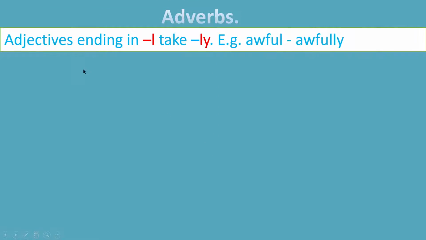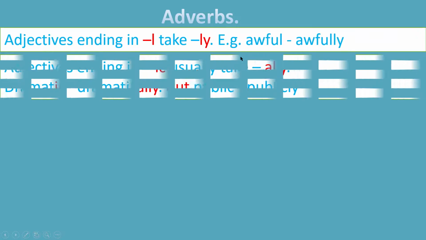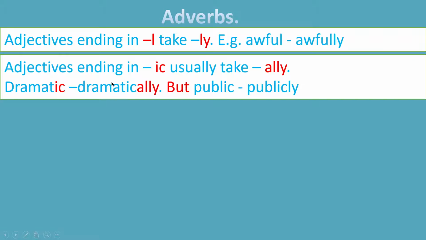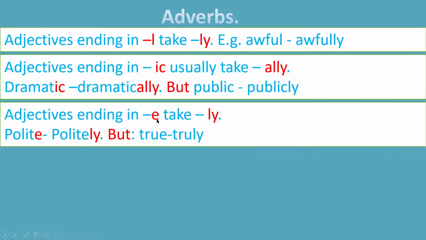Next rule is if the adjective ends with l, it just takes ly. Awful, awfully. So there would be double l. If the adjective ends with ic, it usually takes this. For example, dramatic, dramatically. But public and publicly. This is an exception. There are some exceptions. Adjectives ending in e take ly directly, so you don't have to drop anything here if the adjective ends with e. Polite, politely. But true, truly, due, duly. There are some exceptions.